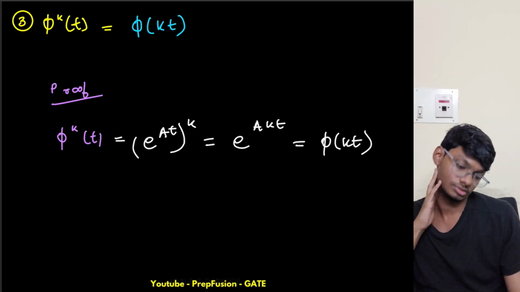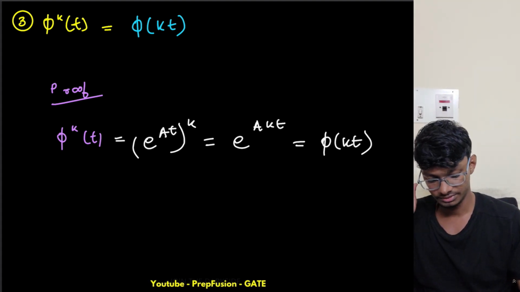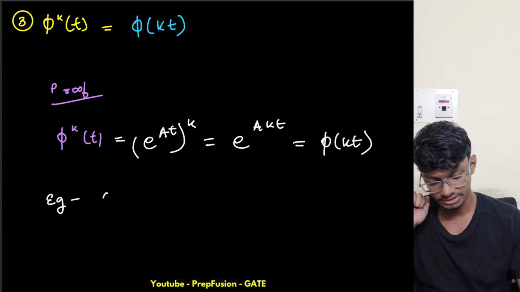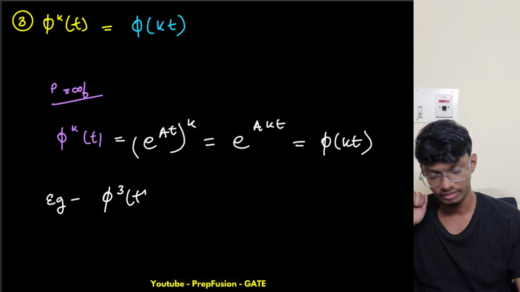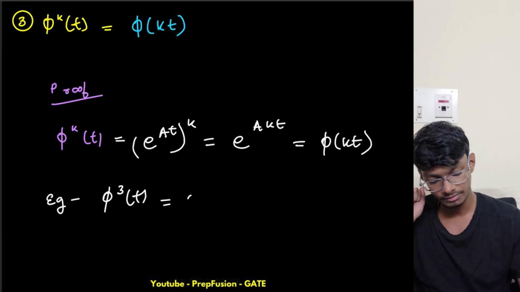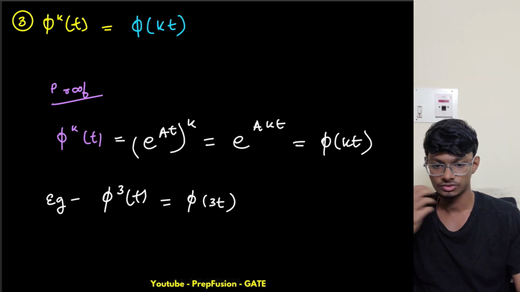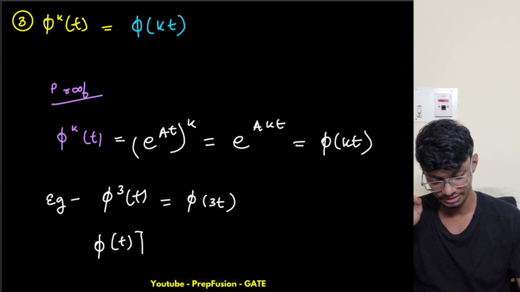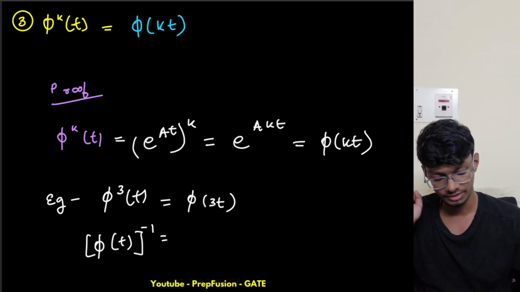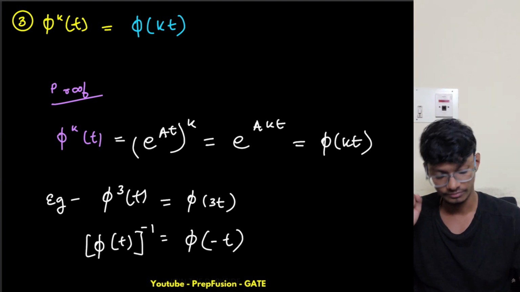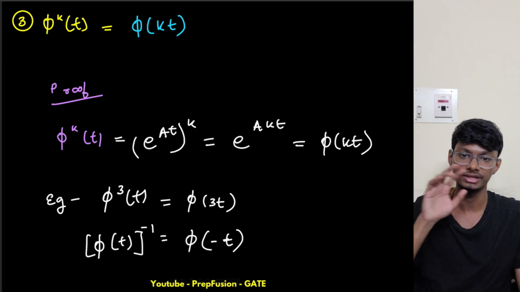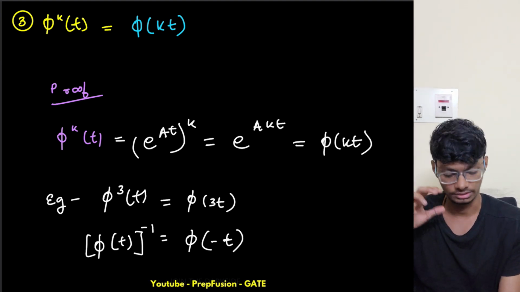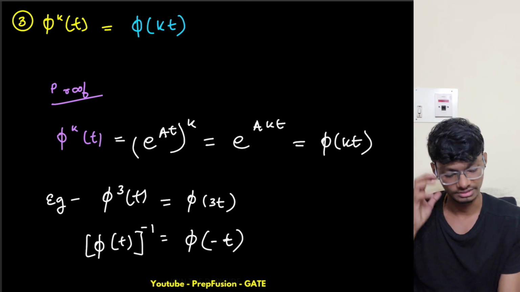Let me take an example. Let's say I have phi of t cubed, right? What will it become? It will become phi of 3t. Also, this one is very important. Let's say I want to find the inverse of the state transition matrix. What will it become? It will become simply phi of minus t. So instead of t you replace minus t. This was the important concept in this.